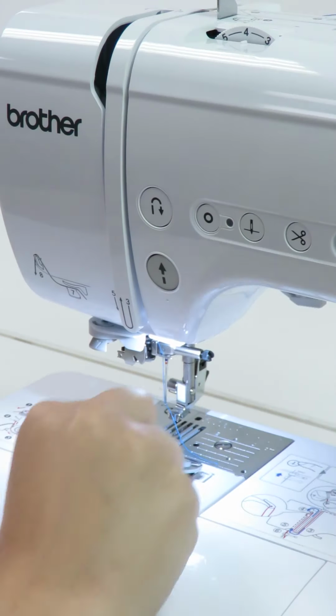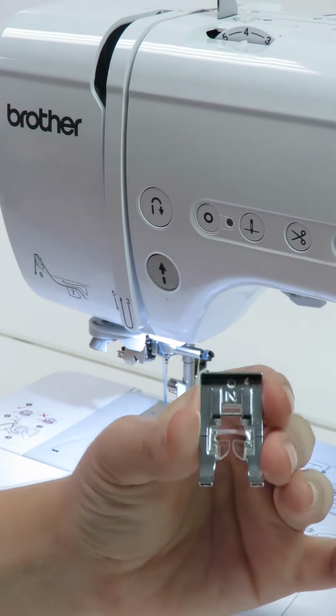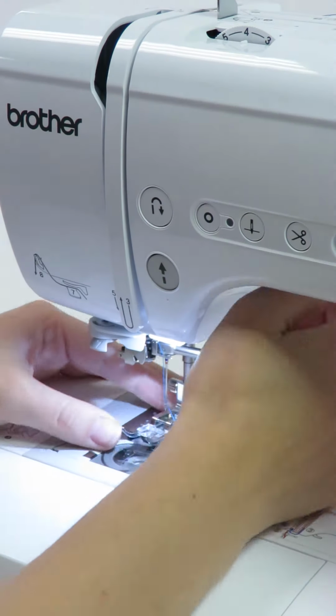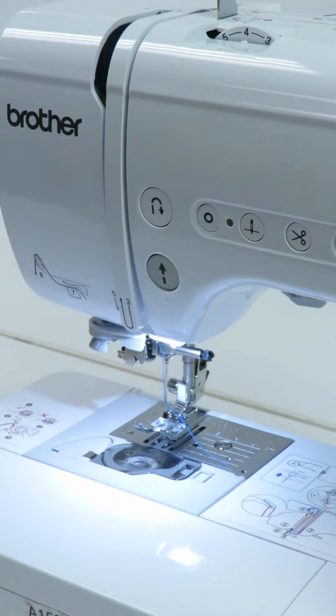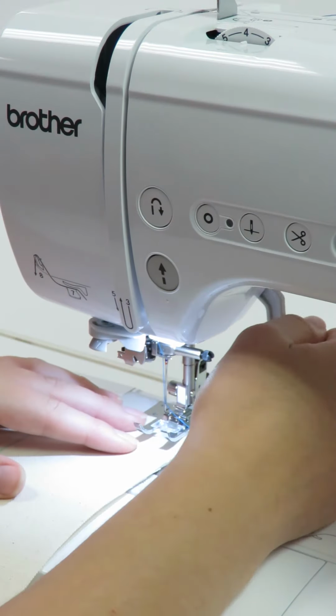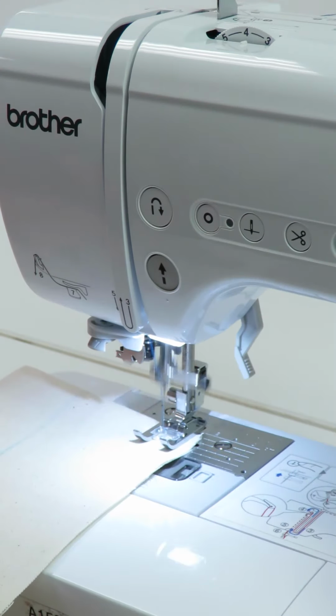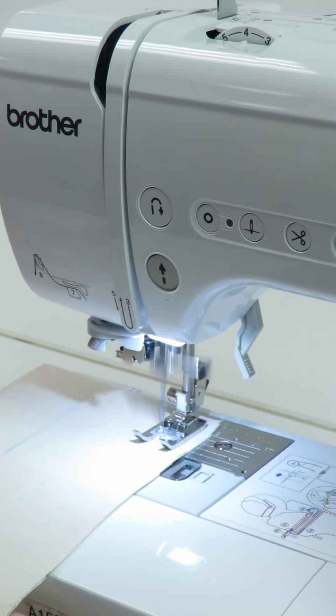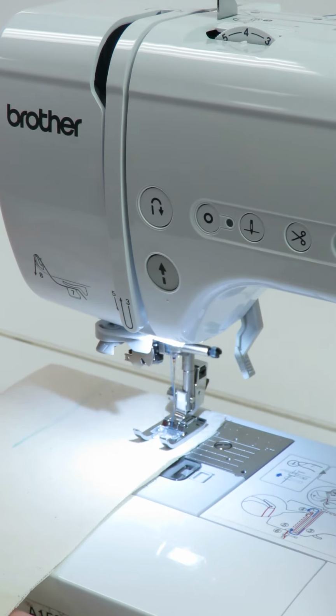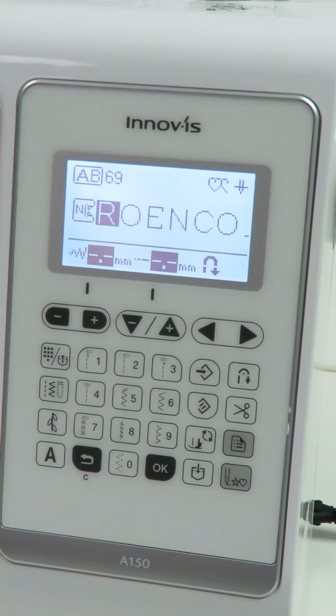Before starting to sew, change your presser foot to the monogramming N foot and snap it in place. Continue to sew the pattern. You will notice the character letters on the screen moving by as the machine is busy with each character letter.